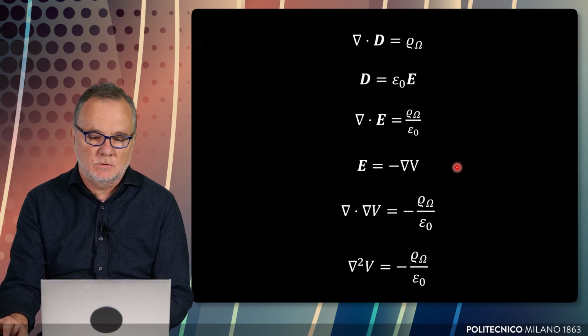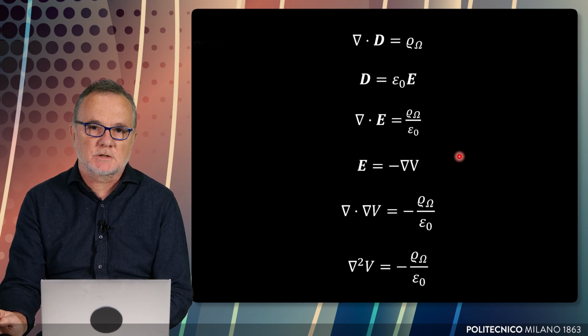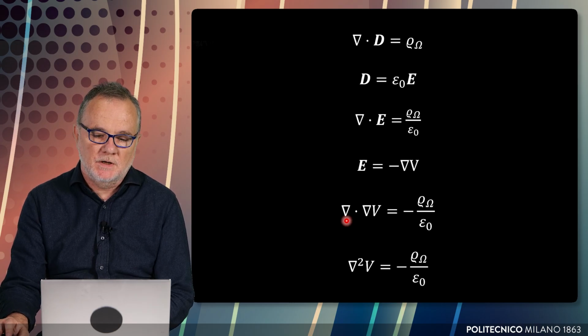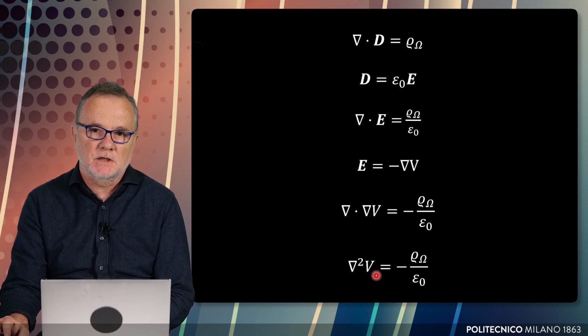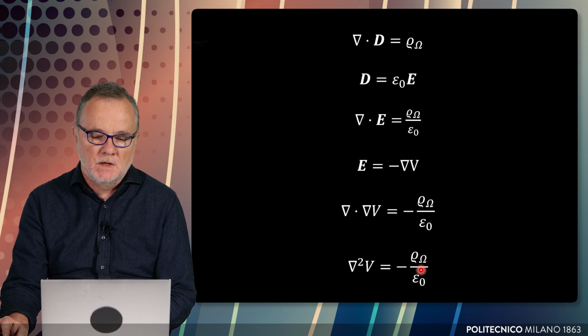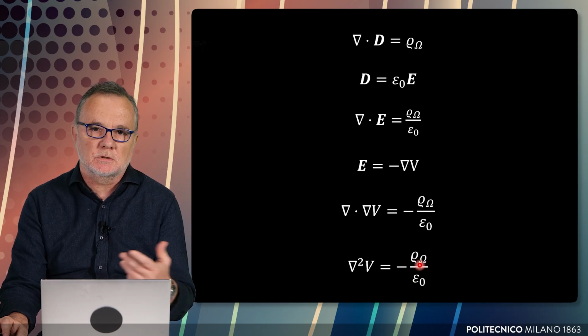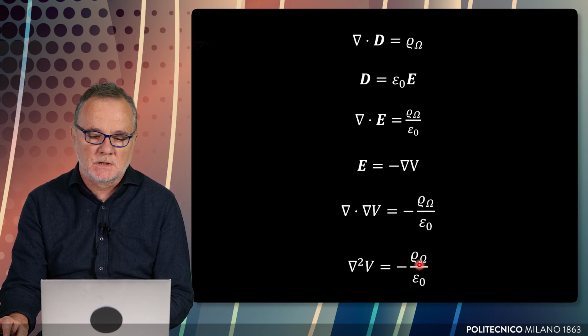So once we substitute, we obtain that the general equation for the potential is the divergence of the gradient of V equals minus rho omega divided by epsilon naught. The divergence of the gradient is the Laplace operator, so V is obtained as a solution to this equation, which is called the Poisson equation, in which the source is the charge distribution, the charge density in space, and the operator is the Laplace operator.